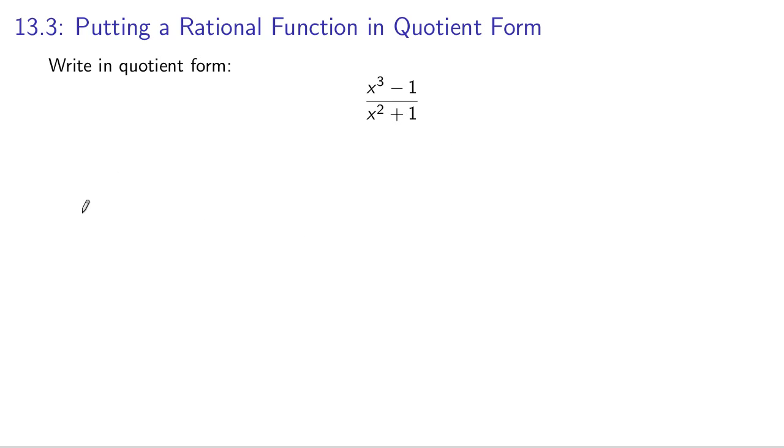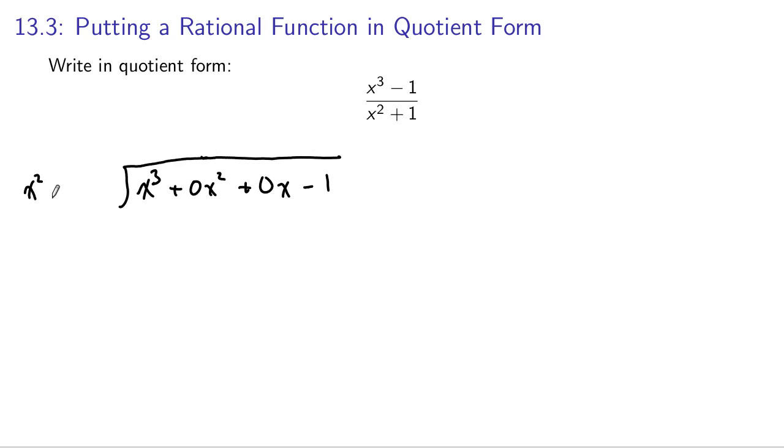Write this one in quotient form. So we're going to take x cubed minus 1 and divide it into x squared plus 1. But let's remember, we want to keep track of the zeros in the middle to keep things lined up right. So let's make this bigger, and we'll do the same thing in the denominator spot, x squared plus 0x plus 1.